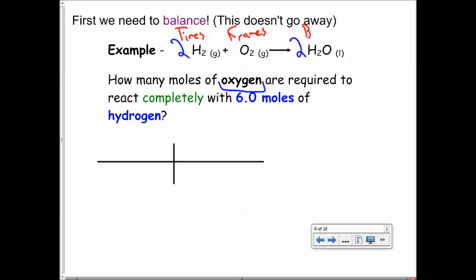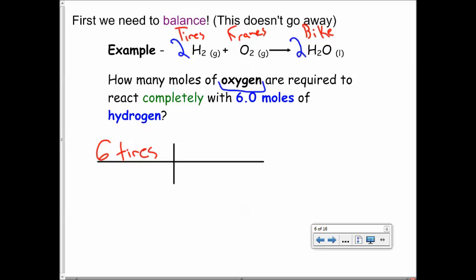And this is now my bikes. And we're like, all right, well, this time I'm starting with 6, and hydrogen is now my tires, so I'm going to start with 6 tires. And what am I going to? I'm going to my frames. So if I start with 6 tires, how many frames do I need? Well, most of you would be like, well, 3.